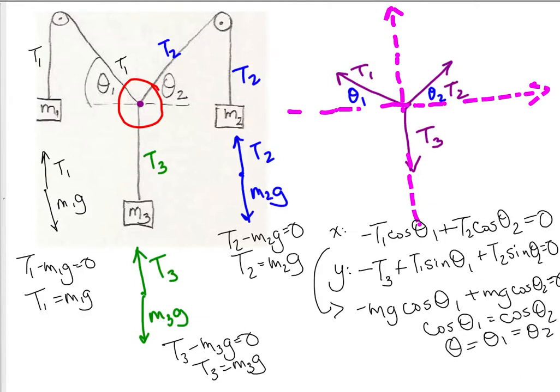Using that information, I can plug in here and find out that minus m3g plus mg sine theta plus mg sine theta again equals 0, and then I can finish the calculation.